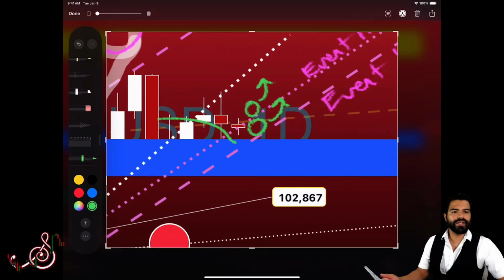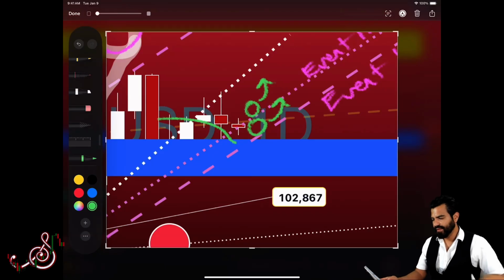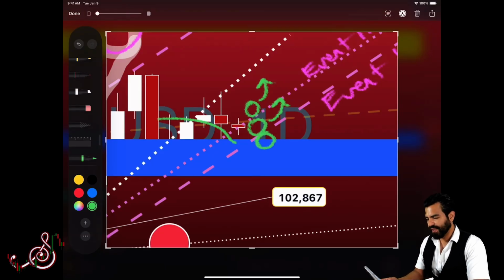Now, since it's Wednesday, I'm going to ask questions in the chat. What would it mean if price falls below here or starts building below here?